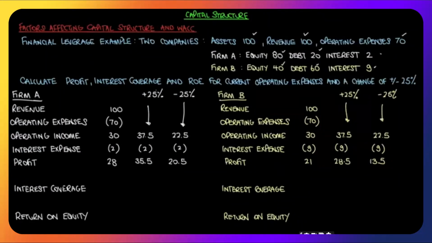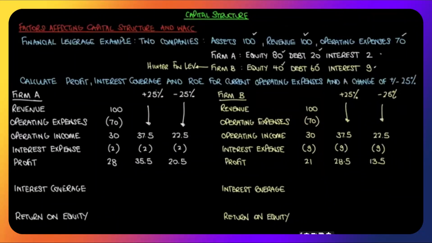So look at firm B. It has more debt, higher interest. That has higher financial leverage. I would expect B to have higher risk. Let's have a look by calculating profit, interest coverage, and ROE for the base case, and then for changes of 25%.